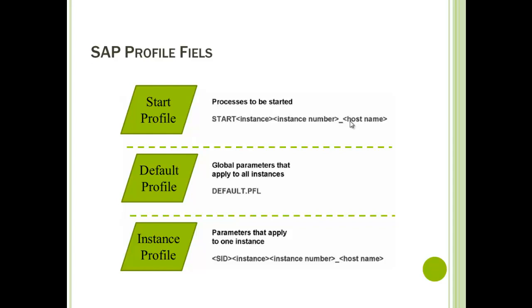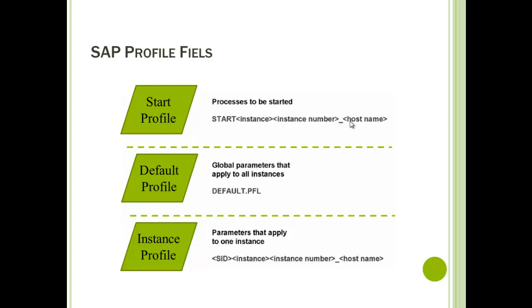So what does this start profile do? In general, we have a lot of parameters. In general, they specify which processes are being started, for example, in each instance, which processes have been started, like message server and dispatcher and this kind of information.